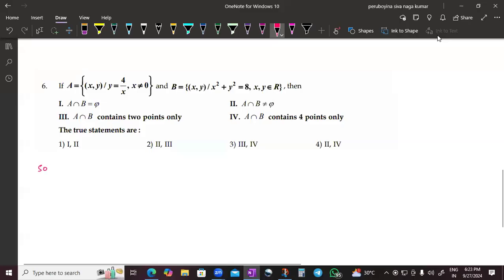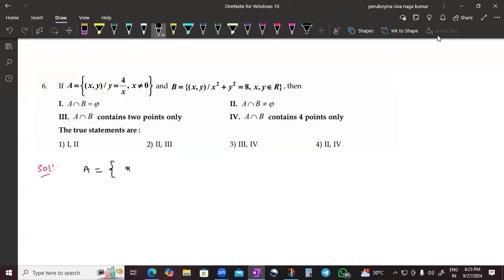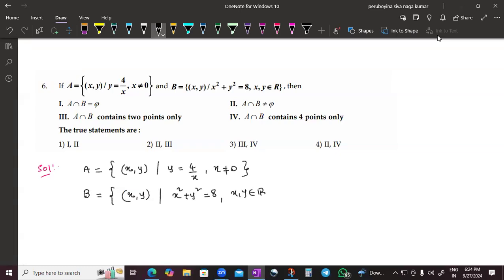You can see set A was defined as an ordered pair. Ordered pair means (x, y) such that y is equal to 4 by x and x is not equal to 0. And B is another set, defined as ordered pair (x, y) such that x square plus y square equal to 8, and x, y are real numbers.